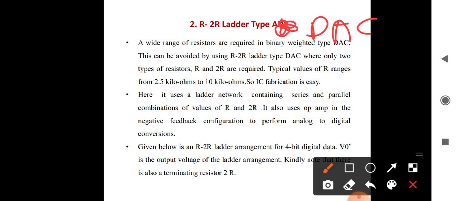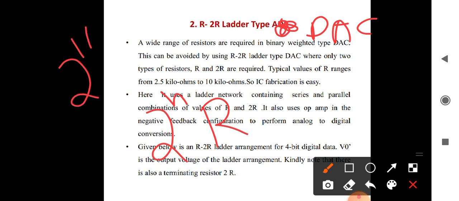So in the weighted type of resistor, we need to have different types, that is up to 2 raised to n into R type of resistors. So if we are having say 16 bit, then we need to have 2 raised to 16 into R. Or if you are having say 1 kilo ohm, so 2 raised to 16 into 1 kilo ohm type, that much of high resistance value is being needed for the weighted type of resistors.